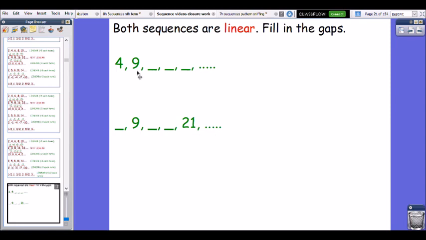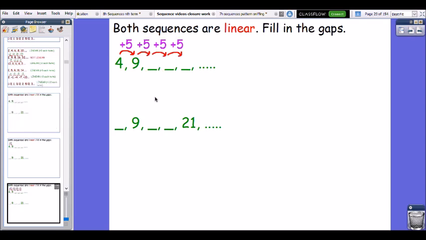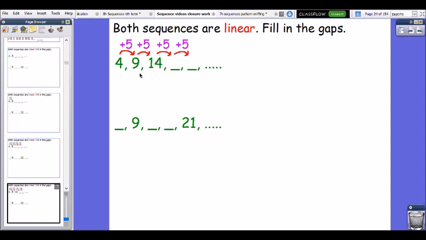In the first question, we know it's a linear sequence that must increase by the same amount each time. To get from 4 to 9, well, we have increased by 5, haven't we? Okay, so we know that this plus 5 is going to be consistent throughout the whole sequence. So can you predict what that next term is going to be? Well, if I add 5 to 9, that gives me 14. Then I'll get 19, and then I'll get 24. So I'm adding 5 each time. That rule is consistent, and I've solved the problem.